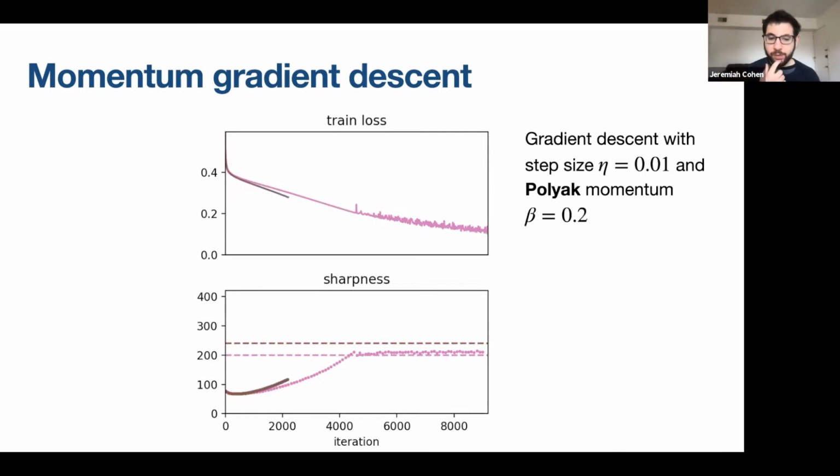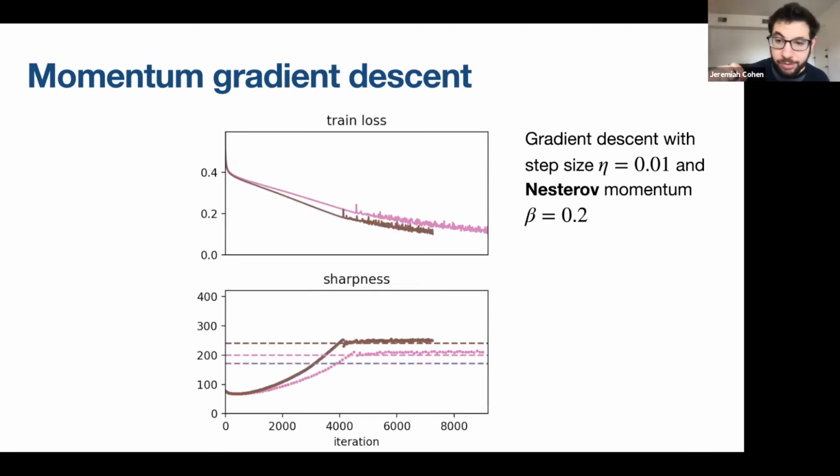You can see when we train, sharpness rises all the way to that value and hovers just above that value. Now here, let me do Nesterov momentum with beta equals 0.2. What's interesting is that Polyak momentum actually increases the sharpness threshold, while Nesterov momentum actually decreases the sharpness threshold. I don't have an intuitive explanation for that, but that's just what the math comes out to.